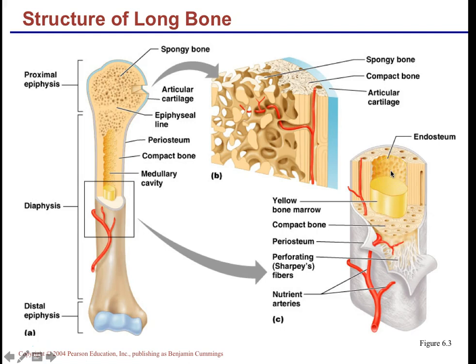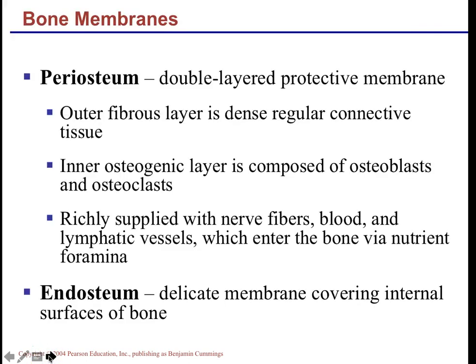The outer protective layer is called the periosteum, and the inner protective layer is called the endosteum. And so that gets into the endosteum, periosteum. I don't need you to know all of this, but just that it's a protective layer on the outside, a protective layer on the inside.